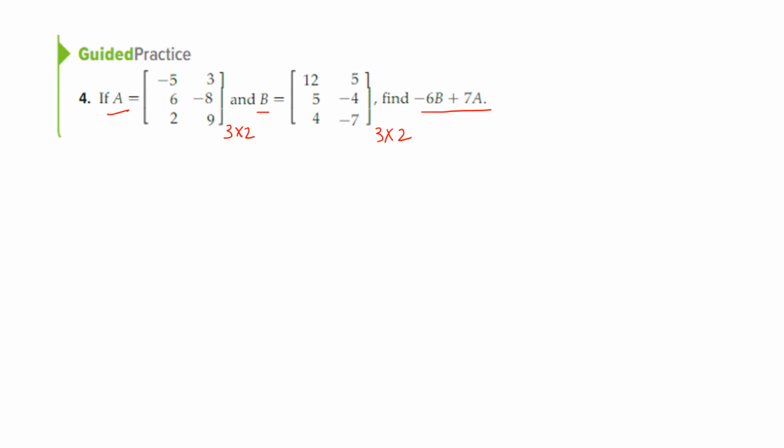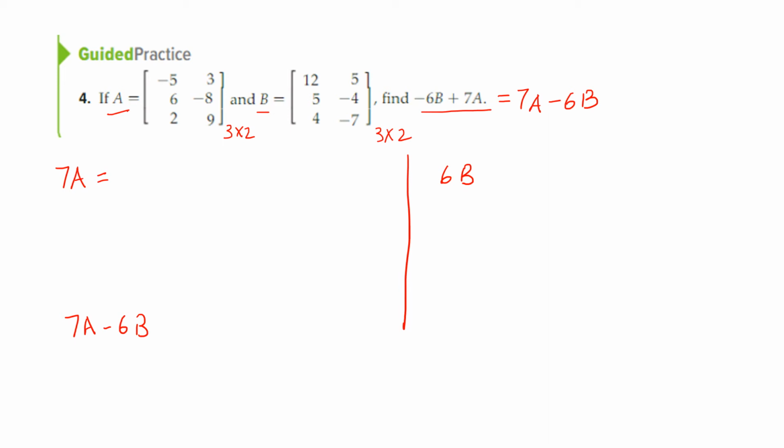So let's do that one by one. This is the same as 7A minus 6B. So I'm first going to find 7 times A, then I'm going to find 6 times B, and finally I'm going to subtract the two matrices. So that's one way of doing it. The other way that would also give us the same answer would be to find minus 6B matrix, 7 times A matrix, and then add the two. Okay, so both are going to give us the same one.